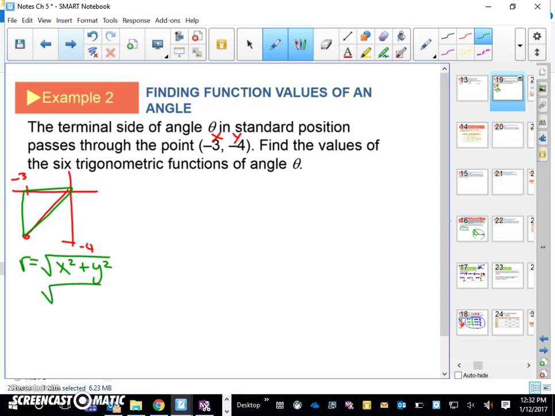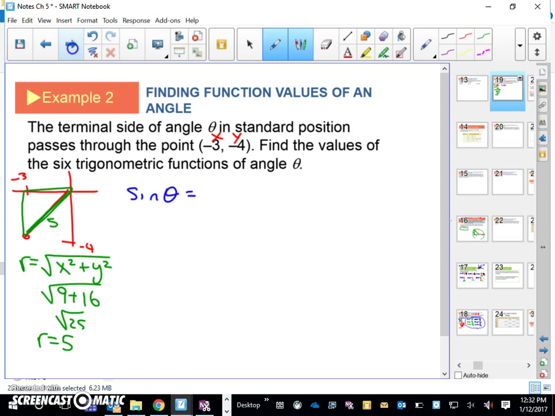X is -3, so if I square that, I get 9. Y squared is 16. I've got the square root of 25, so I can see that R equals 5. That radius, or that hypotenuse, is 5. Anyway, I've got X, I've got Y, I've got R. I should be able to come up with all of the trig values.